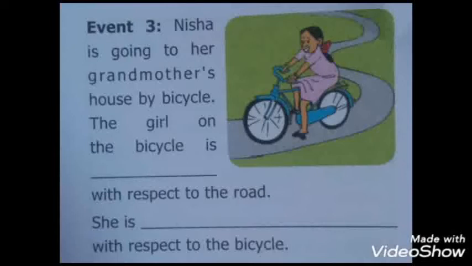In event 3, Nisha is going to her grandmother's house by bicycle. The girl on the bicycle is dash. What is the answer for that? The girl on the bicycle is moving with respect to the road. She is dash with respect to the bicycle. The answer is, she is at rest with respect to the bicycle.